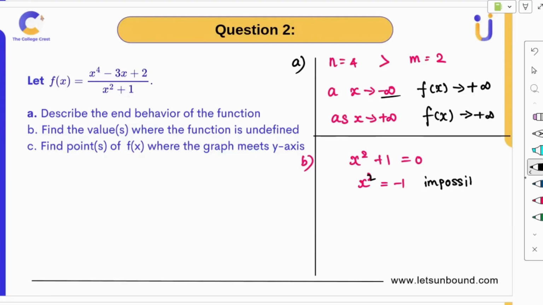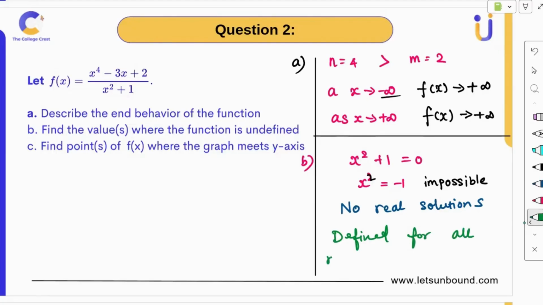So no real solution. I am telling it is impossible in our real numbers, but we will learn something new in our higher classes. But as of now, instead of telling no solution, you have to write no real solutions. That means no need to exclude anything. It will work for any real numbers. Defined for all real numbers. So no values where the function is going undefined.